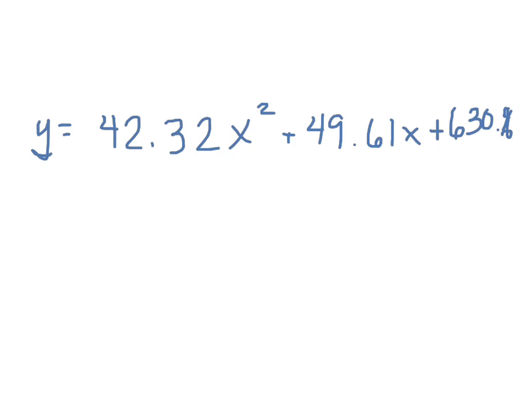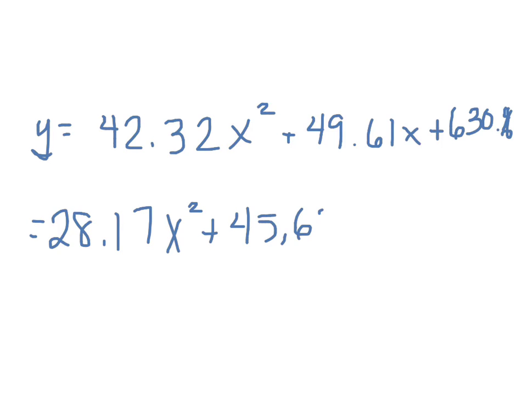Okay? Sorry, Savannah, I didn't get it. Here's what I got. I got 28.17 x squared plus 45.65 x plus 617.49. That's what I got. And that R squared value is 0.991 blah blah blah. Pretty dang close to 1. Anybody else get this one? A couple people got this one that I got.